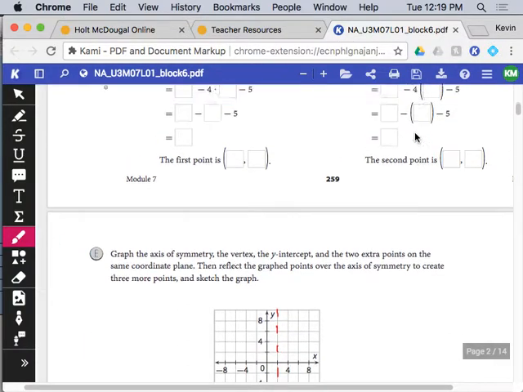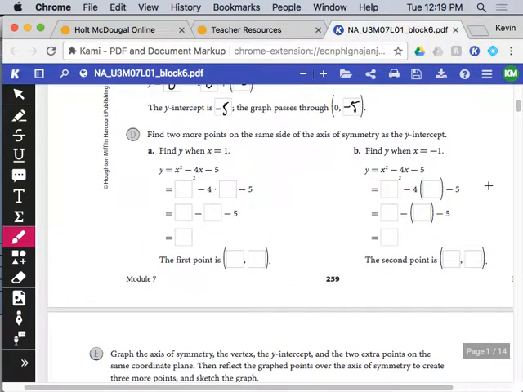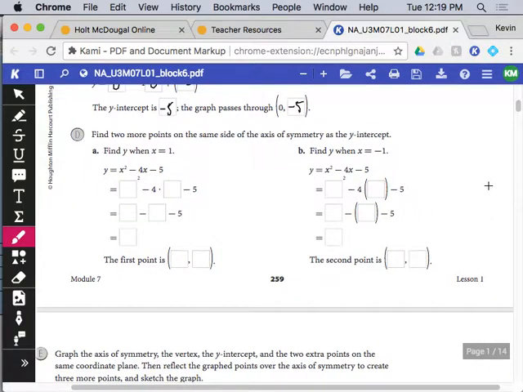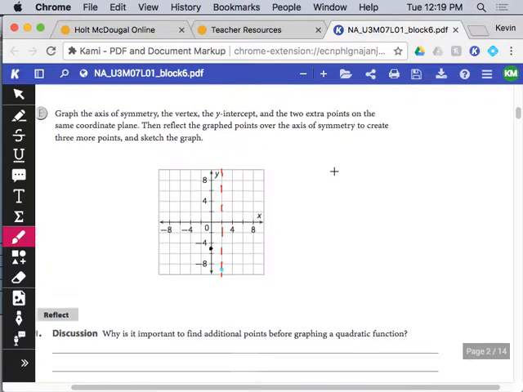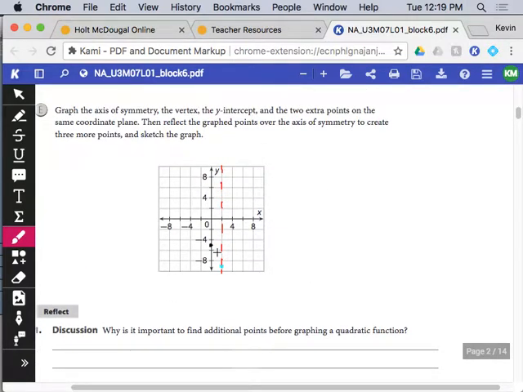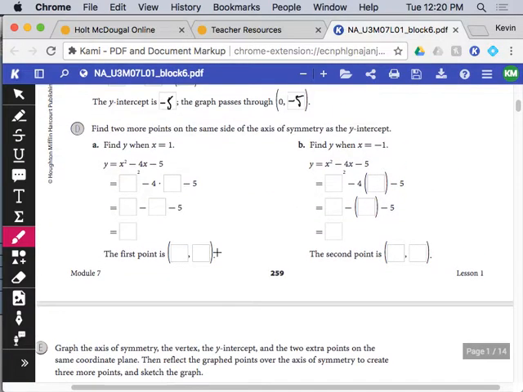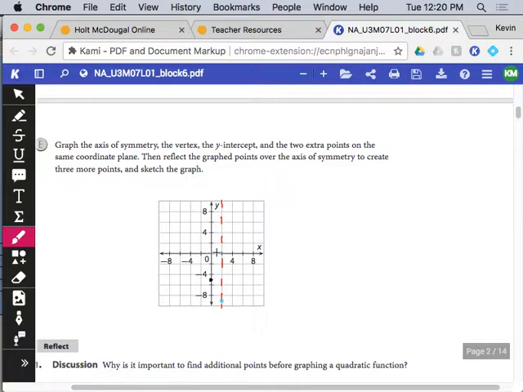Now, how it continues on, it asks you to graph things in a way that's a little bit different than how I would have you graph it, but it's worthy to look at how they're asking you to do it. In step D, it says find 2 more points on the same side of the axis of symmetry as the y-intercept. The y-intercept is on the left-hand side of the axis of symmetry. So let's start with x equals 1, which is also on the left side.